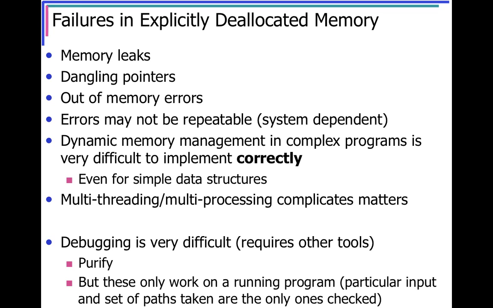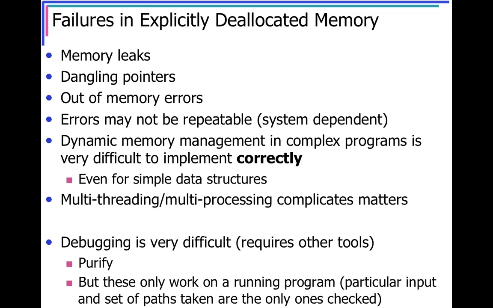Dangling pointers are another big failure in explicitly deallocated memory. Really hard for programmers to deal with. This is where you allocate memory and free it in one part of the program, and then use that address after it's been deleted, potentially through another variable, most commonly through other variables.